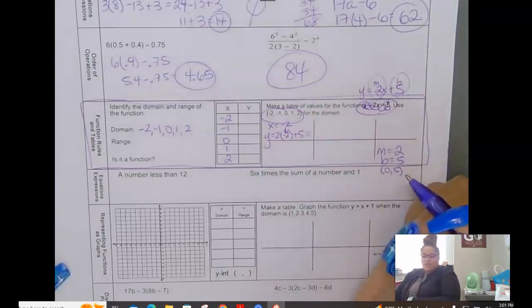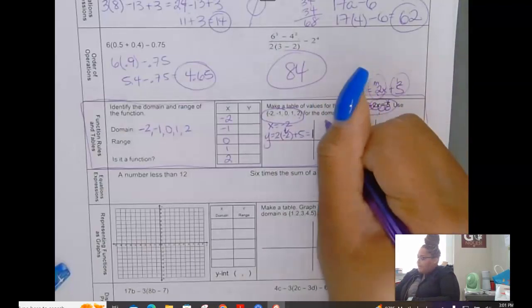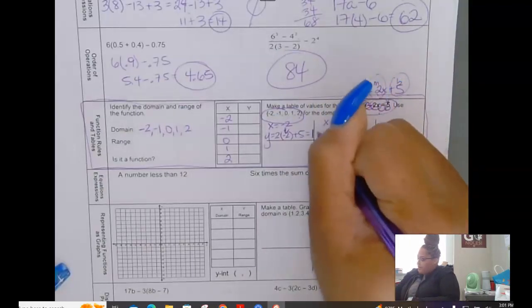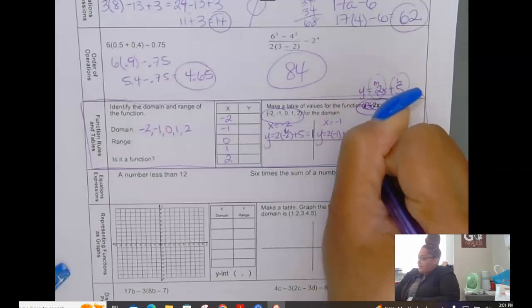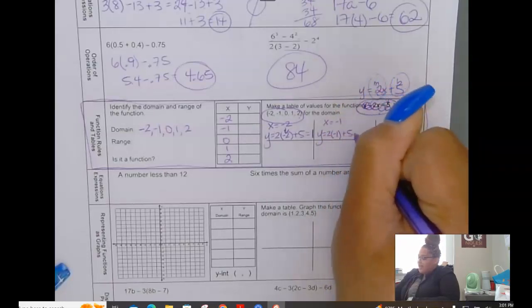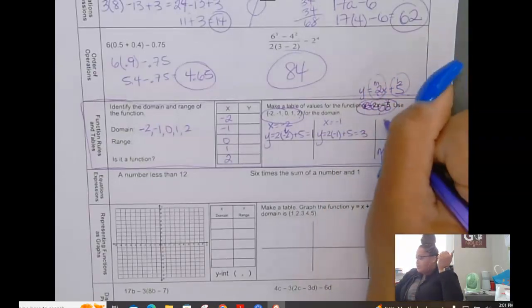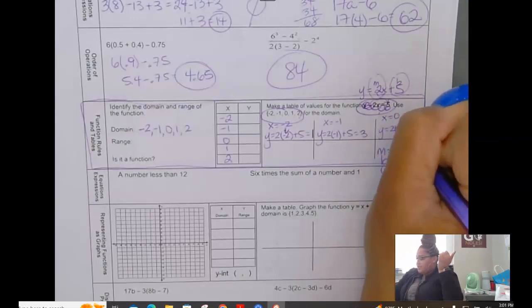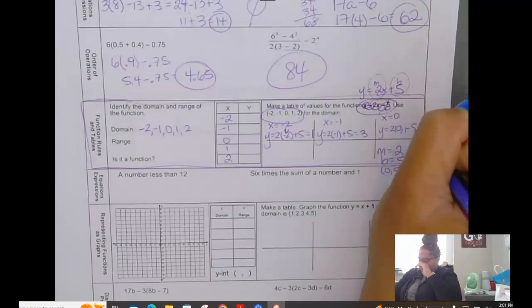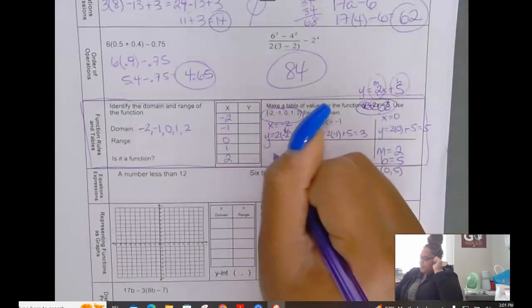2 times -2 is -4, plus 5 is 1. If I say that my x is -1, I'm going to say y is 2 times -1 plus 5. This is -2 plus 5. That's basically saying 5 minus 2, which is 3. If I say that my x is 0, then y is 2 times 0 plus 5, which is 5.